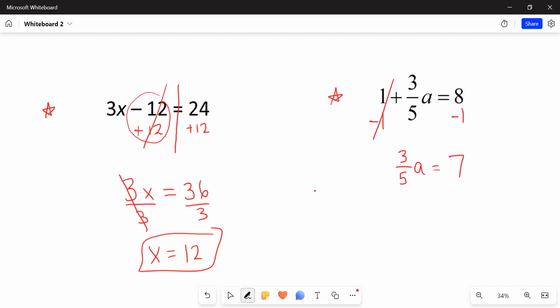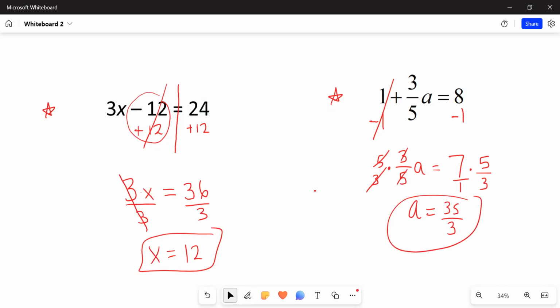This looks familiar as well. When we have a fraction, remember the trick was multiply by the reciprocal. I'm going to multiply this side by the reciprocal as well. 3's go away, 5's go away, and I think I accidentally deleted that. There we go. And on the right-hand side, this time nothing simplifies. So I'm just going to do 7 times 5 is 35. 1 times 3 is 3.